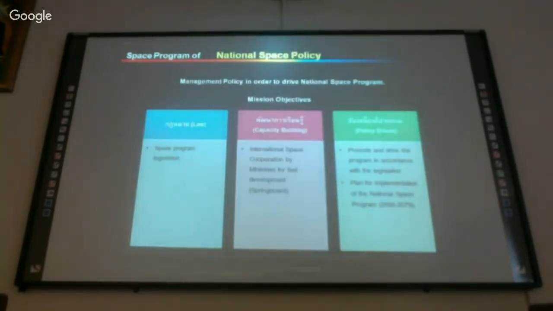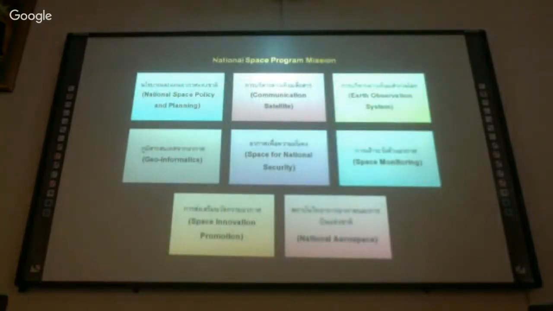And this is the national space policy. We try to develop our economy and space industrialization, so we choose to have something like a law or legislation, and policy guides. So the mission of the NSP is, through the national space policy: communication, Earth observation, GIS, space for national security, space monitoring, space innovation, and finally national aerospace.